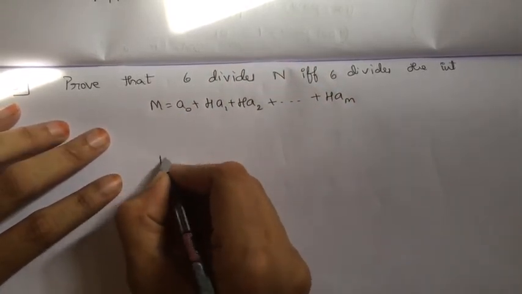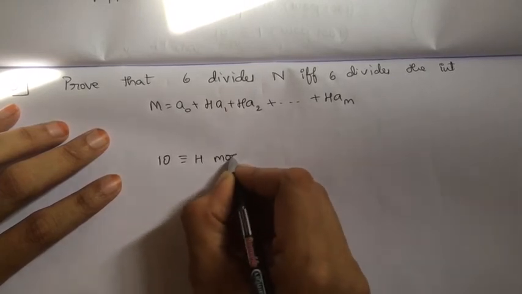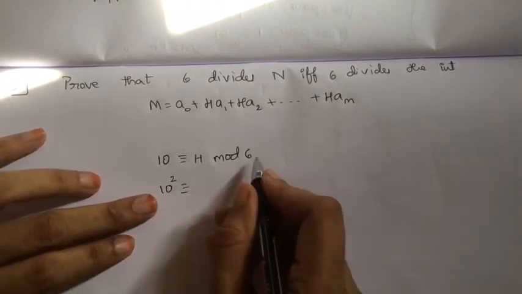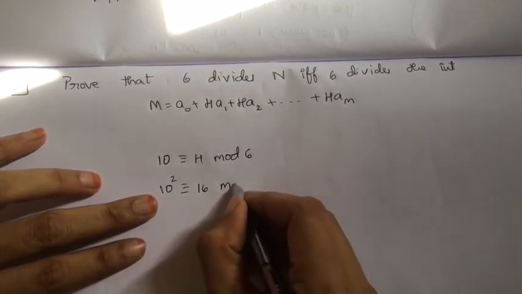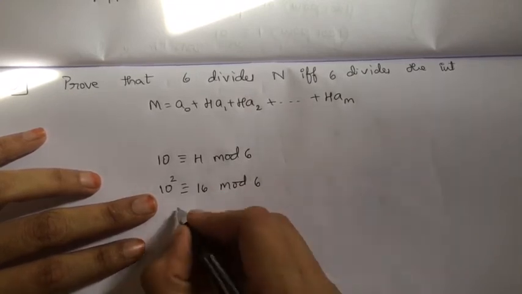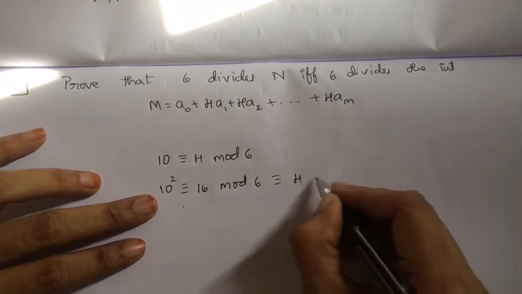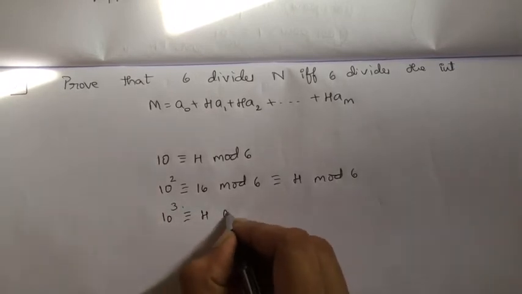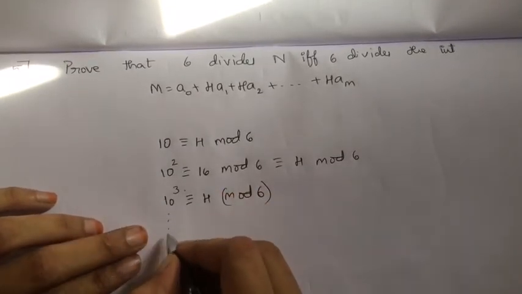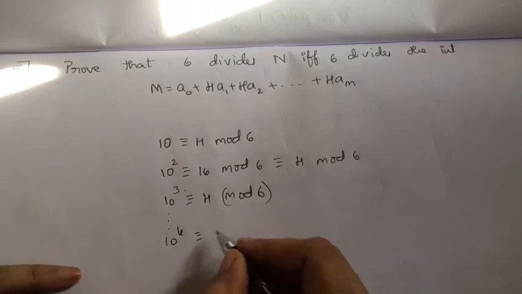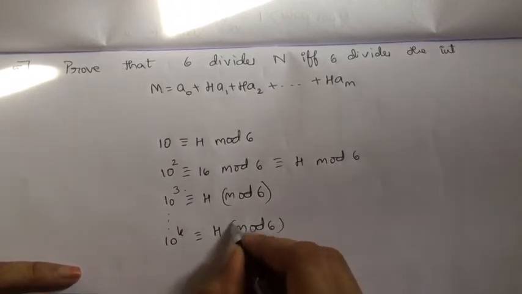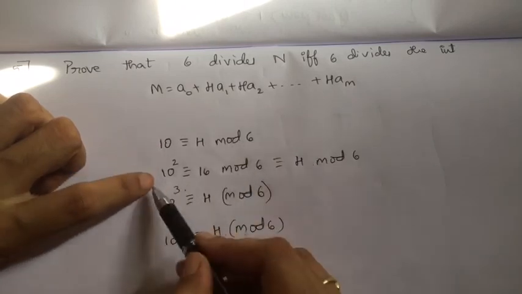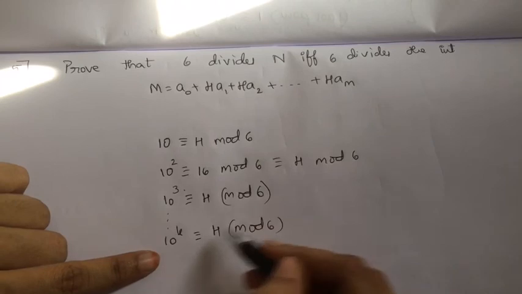Now, we know 10 is congruent to 4 mod 6. And 10 square, that is 100, is congruent to 16 mod 6, which in turn is congruent to 4 mod 6. Then 10 power 3 again you are going to get as 4 mod 6. You can check it out, okay? So similarly 10 power k gives me 4 mod 6. In fact, I am using induction on powers of 10. Okay, it is true when I give 10 power 1, it is 4 mod 6, 10 power 2, it is true. So let's take 10 power k, this the result is true.